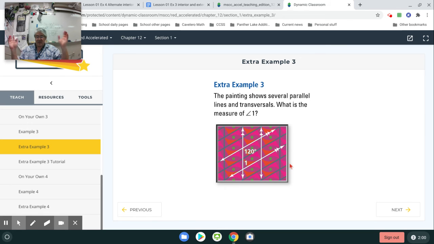So the math is all the same. So 120 is right over here. This angle right over here is the same. It's corresponding to 120. So those two angles are the same. One and this angle over here are supplementary. So that means that 1 is equal to 180 minus 120, which is equal to 60.